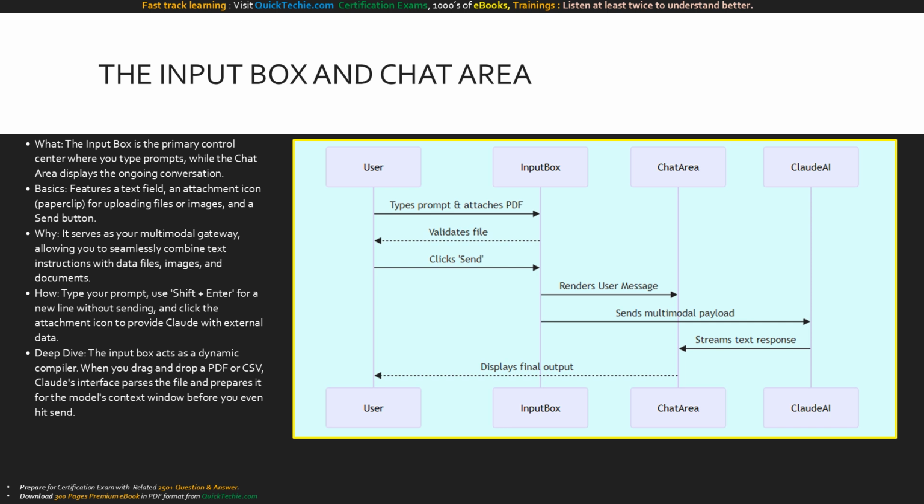As you can see in this sequence diagram, the user starts by typing a prompt and attaching a file into the input box. The input box performs a quick validation, ensuring the file type is supported. Once the user clicks send, two things happen simultaneously. The UI immediately renders your message in the chat area, and the backend payload is sent to the Claude AI model. The AI then processes the data and streams its response right back into the chat area. This stream is processed in real time, allowing you to read the output as it is being generated.